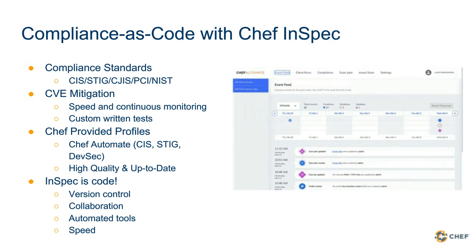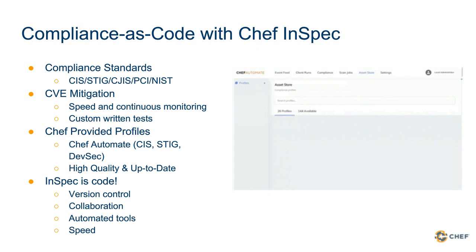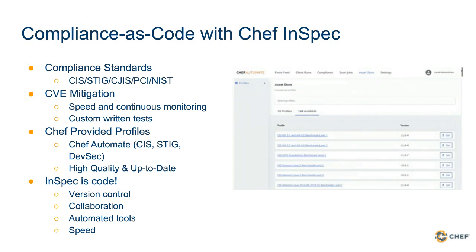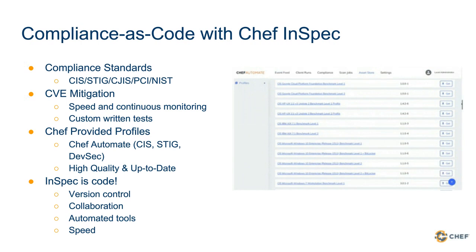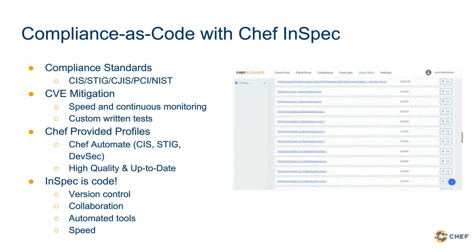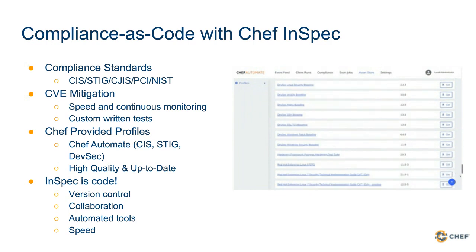For instance, we have many profiles for CIS, and I'll mention that Chef InSpec is the only tool that is currently, to my knowledge, certified by CIS to test accounts and resources on the three major cloud providers. So we have AWS, Azure, and Google.